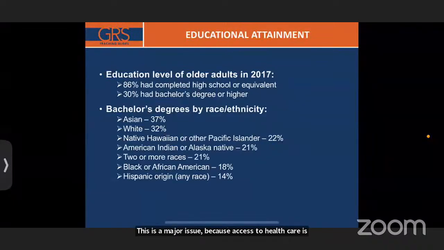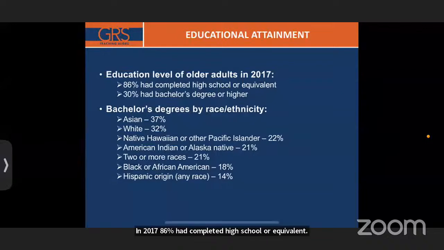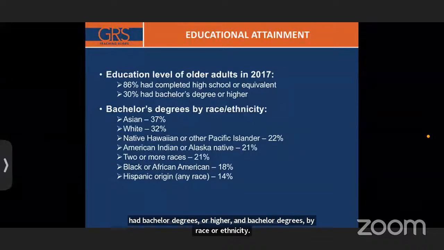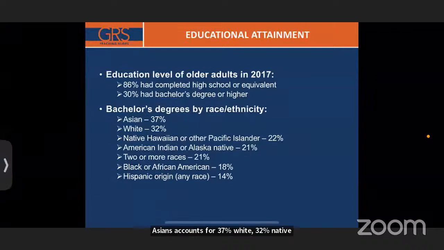Educational attainment. Educational level of older adults in 2017: 86% had completed high school or equivalent, 30% had bachelor degrees or higher. Bachelor degrees by race or ethnicity: Asians account for 37%, white 32%, Native Hawaiian or other Pacific Islander 22%, American Indian or Alaska Native 21%, two or more races 21%, Black or African American 18%, Hispanic origin of any race 14%.